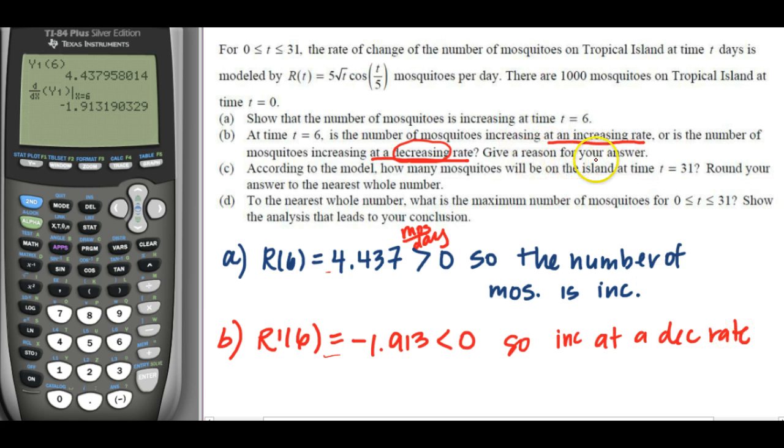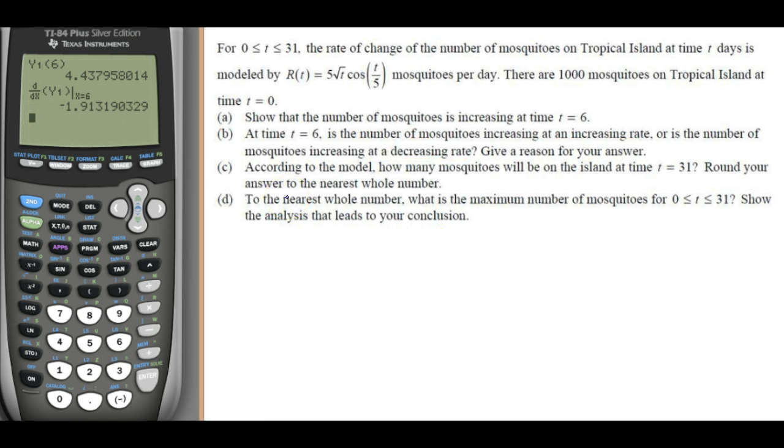And that's the reason for my answer. So there's no explanation. The reason is the notation that we wrote down, that r prime of 6 is negative 1.913, which is less than 0. Alright, moving on to part C. According to the model, how many mosquitoes will be on the island at time t equals 31? So after the 31st day, how many mosquitoes will be on the island? Round your answer to the nearest whole number.